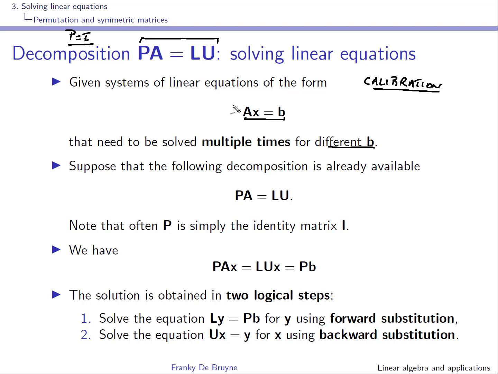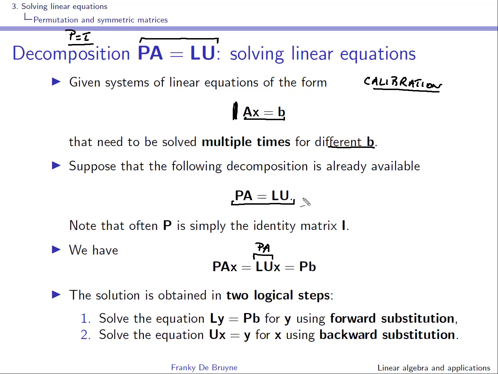Then you end up with a system AX equals B. Well, what we can do is use the decomposition over here. If we pre-multiply this equation, we have PAX equal to PB, but we've just seen that this thing here is PA. So in order to solve this equation in an efficient way, you can compute upfront this decomposition. So you know L and you know U.